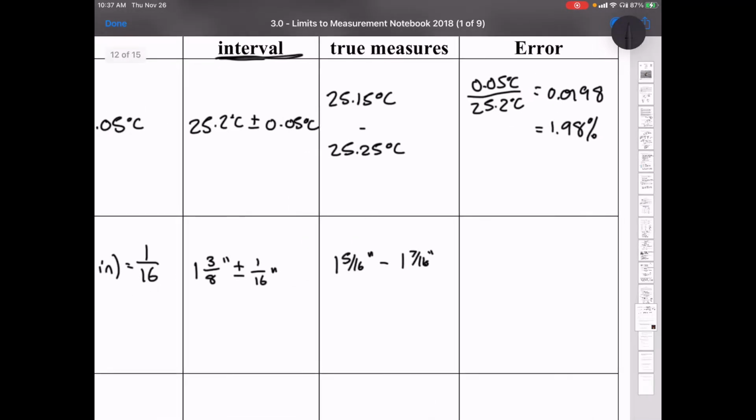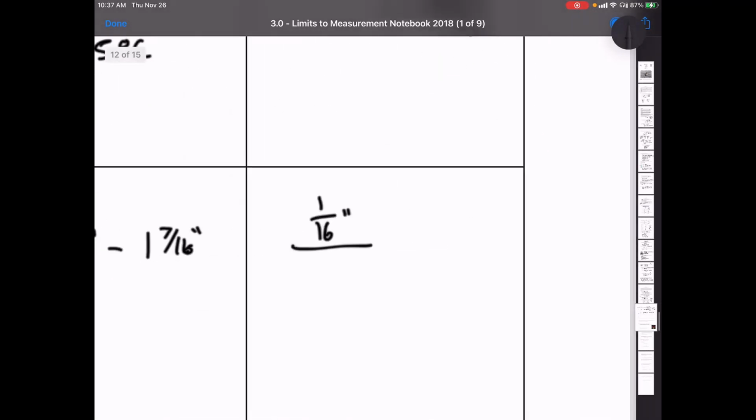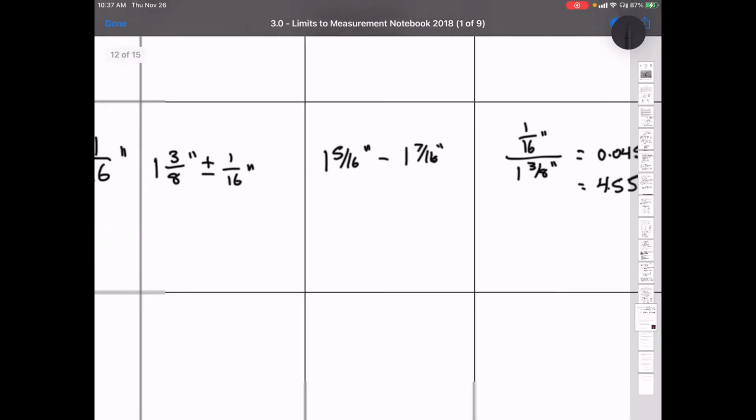Oops, I forgot to put units on my uncertainty. Of 1/16 of an inch, divided by our measurement of 1 3/8 of an inch. And we can do that. That would give us 0.0455 or 4.55% as our percentage error.